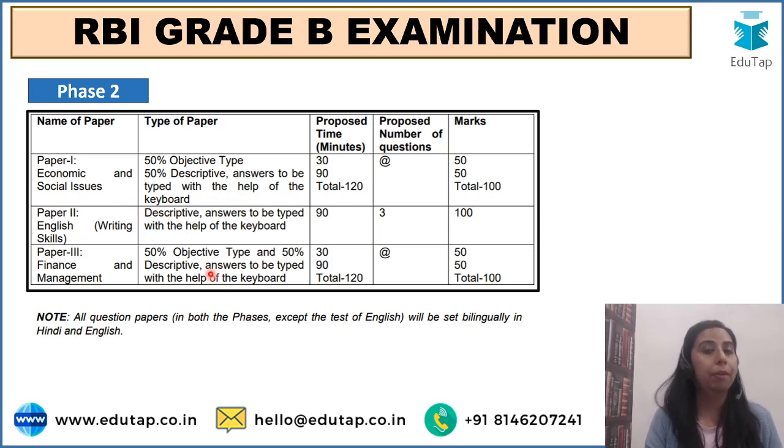Same is with FM, that is your paper 3. 50 marks given to objective, 50 marks given to descriptive. And in your paper 2 English, you don't have to do any objective question. All the answers have to be typed via keyboard.